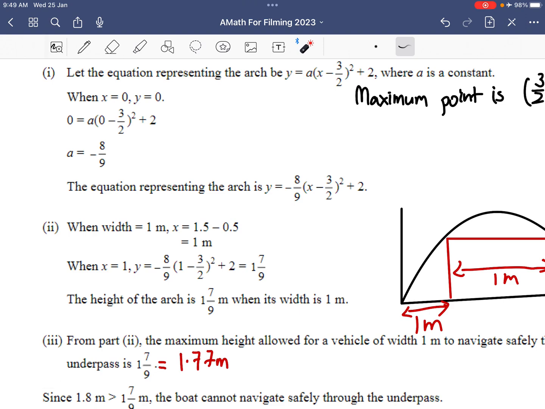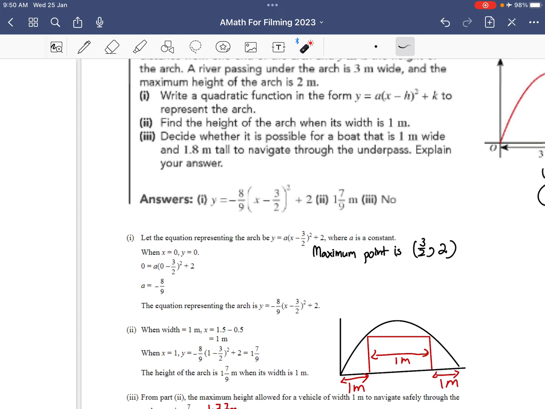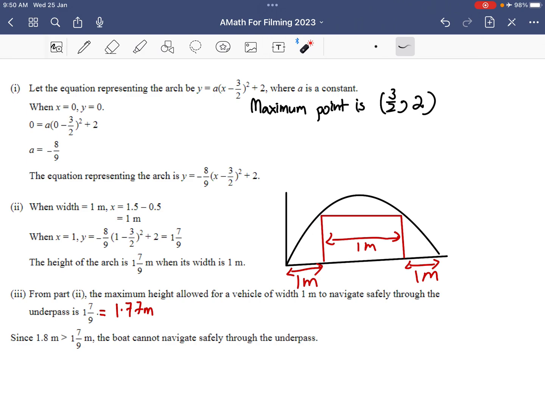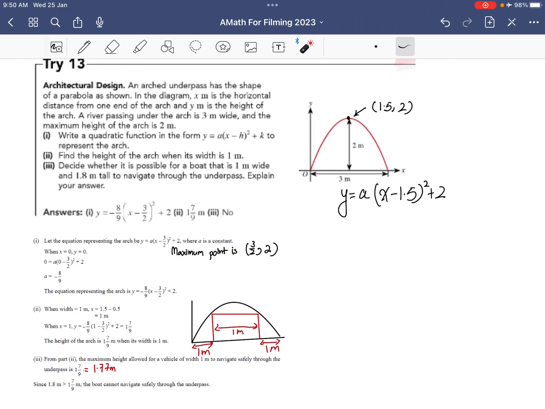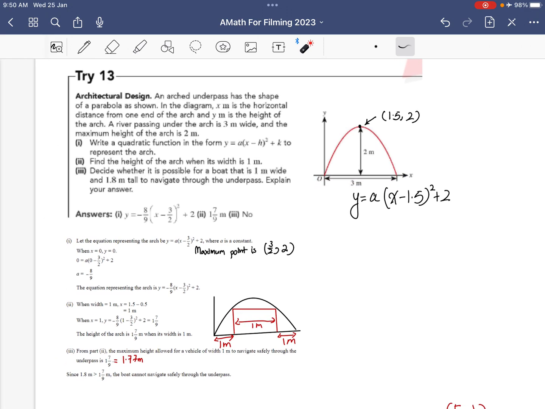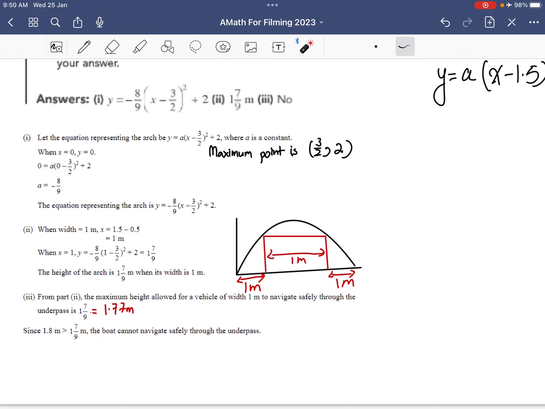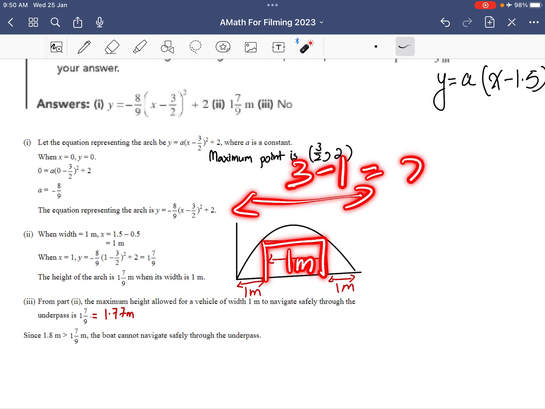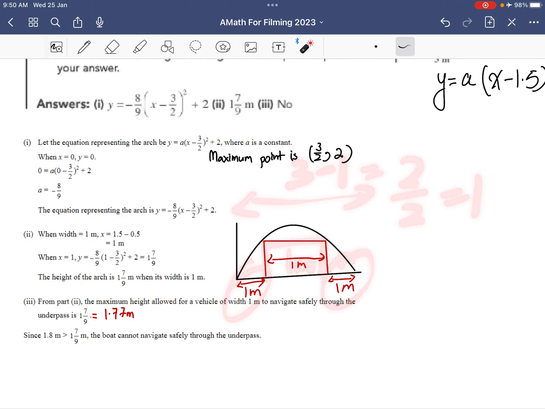Now, the next question is, when the width is 1 meter, they want to find the height of the arch. If you look at the diagram, the width of the entire underpass is 3 meters here. So if I want a width of 1 meter out of 3 meters, I take away the 1 meter, I'm left with 2, then I divide by 2, I get 1. So 1 and 1 here.